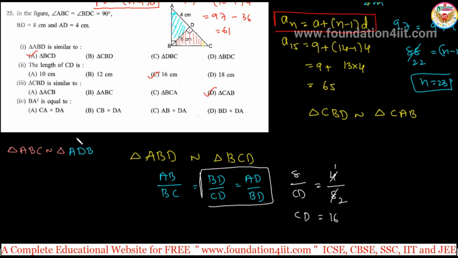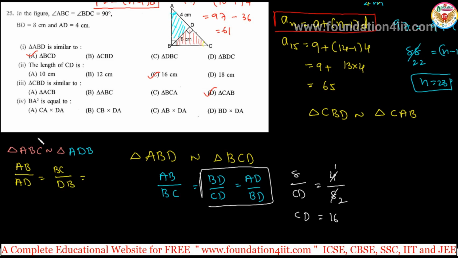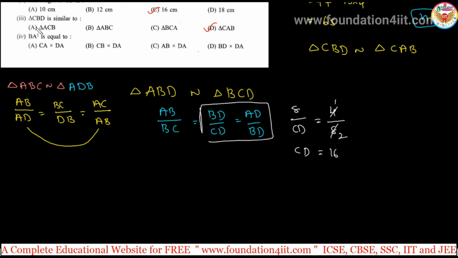We know that when any two triangles are similar, corresponding sides are in the same ratio. So how to write? AB, the first two letters, divided by AD, the first two letters of the next triangle, and BC from the first triangle divided by DB, the last two letters, and the first and third letters, that is AC, divided by AB. According to the given data, you can make these corresponding sides in the same ratio. AB or BA both are the same, no? Taking first and last together, you can write AB by AD is equal to AC by AB.